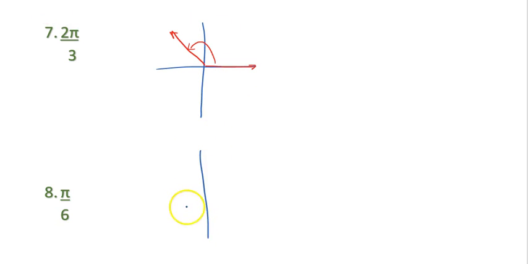All right, pi over 6. That is a very small amount. It's actually less than 1/2, because think about it, 1/6 of a pi is a lot less than 1/2 of a pi. So I'm going to start with that initial side.